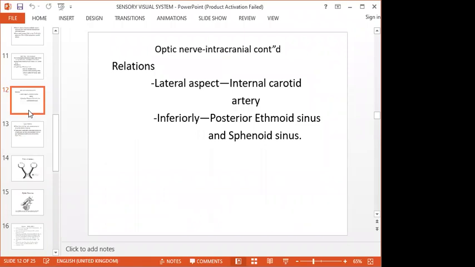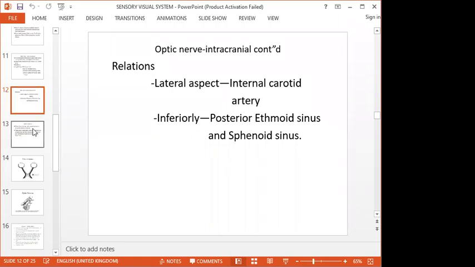The lateral aspect of the optic nerve intracranially is the internal carotid artery. Inferiorly, you've got the posterior ethmoid sinus and the sphenoid sinuses. In other words, it's sphenoid and ethmoid sinuses down there, before it enters the cranium. On the lateral aspect are the internal carotids, this side and the other side of the artery.